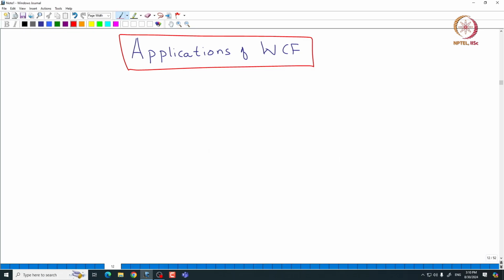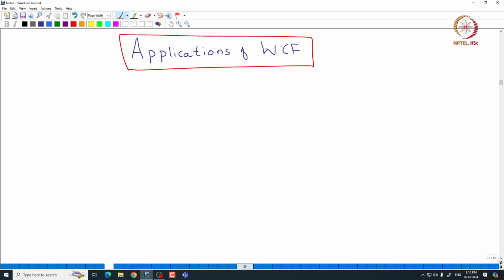Welcome back everyone. In this lecture, we will see some applications of Weyl character formula. First, we will begin with the Kostant multiplicity formula. For that purpose, first we need to define what is called Kostant partition function.